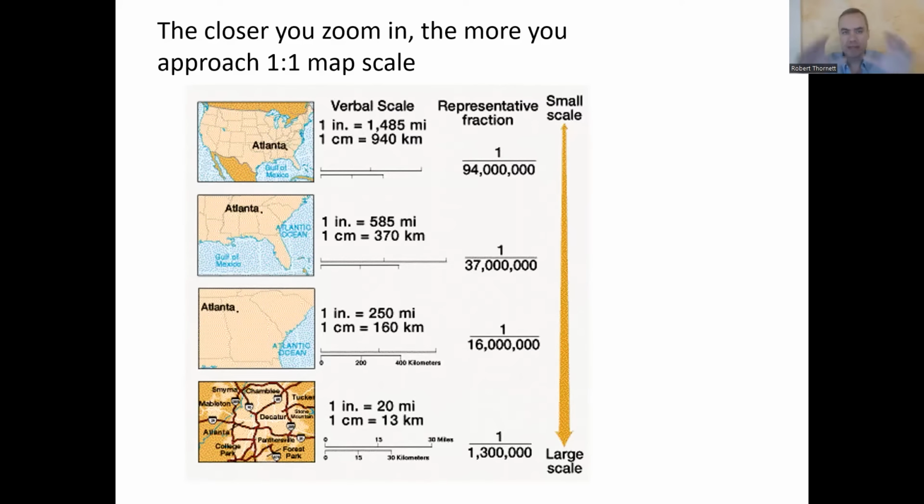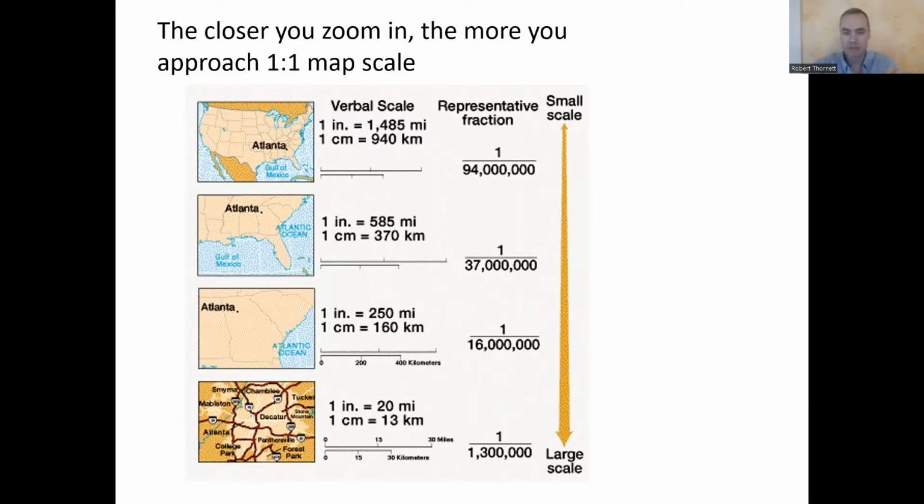The closer you get to a map, the more you zoom in on a map, the more objects get bigger and bigger, and you're getting closer and closer to a 1-to-1 map scale. Theoretically, a 1-to-1 map would be the same size as the actual world. When you say a map is a small scale map, it literally means that the scale number, the fraction of the scale that you see there, says representative fraction, is a smaller number than another map.